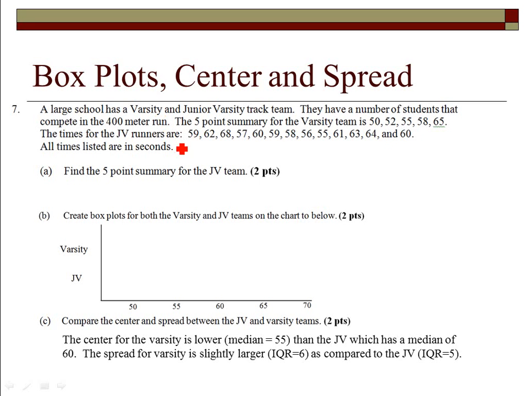Then for the JV runners, we have all of these times. All the times listed are in seconds. We're going to find the 5-point summary for the JV team. Now to do that 5-point summary, I'm going to first of all need to put the data in order. So what I typically do is I'll go through and I'll try to find what is the lowest time. That would be a 55.